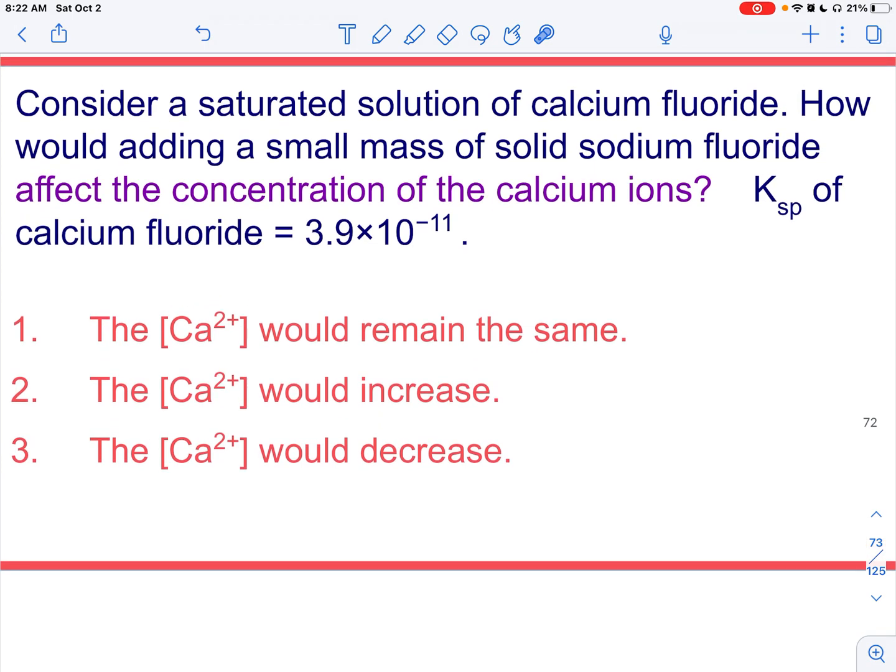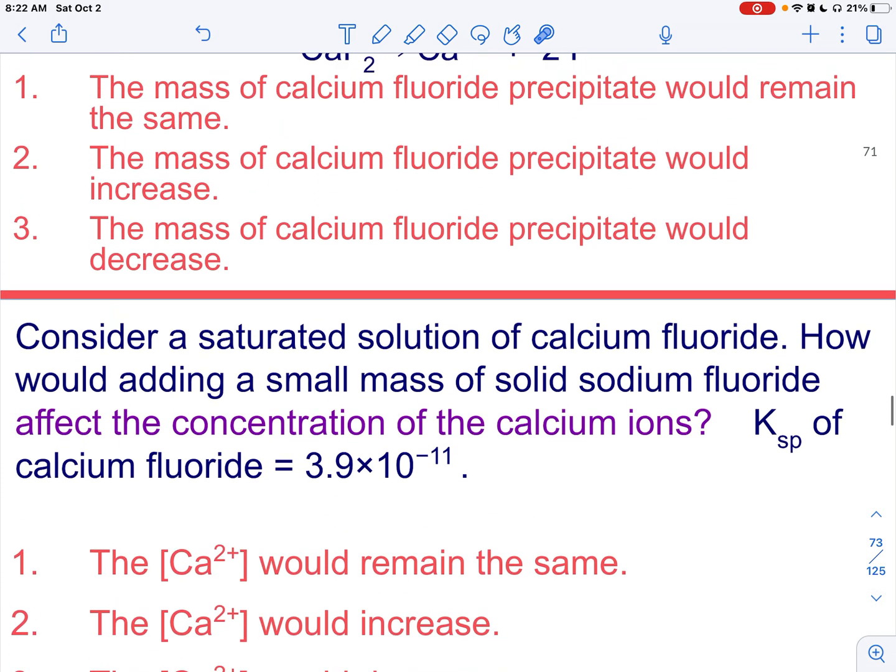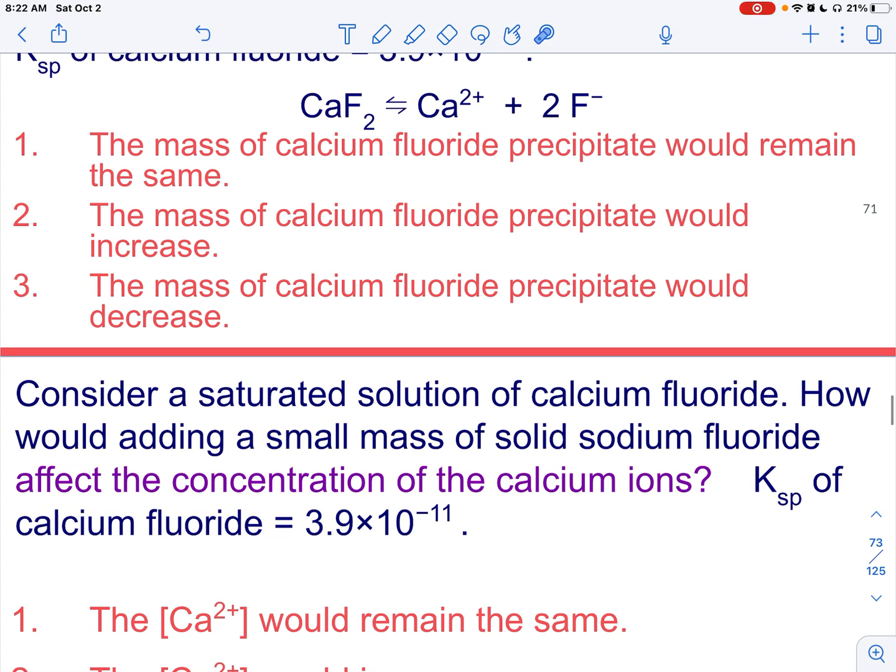Consider a saturated solution of calcium fluoride. How would adding a small mass of sodium fluoride affect the concentration of the calcium ions? Same deal. Okay, calcium would decrease because if you look at our equation, if we add more of this, we just said it would shift to the reverse reaction. So what does that mean? That means calcium goes down.